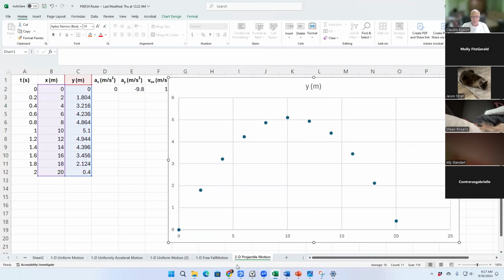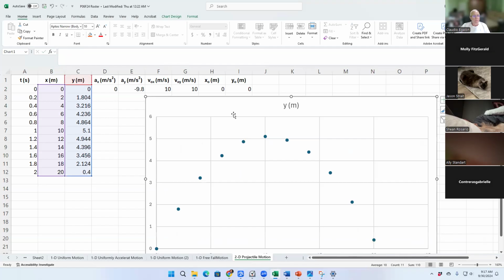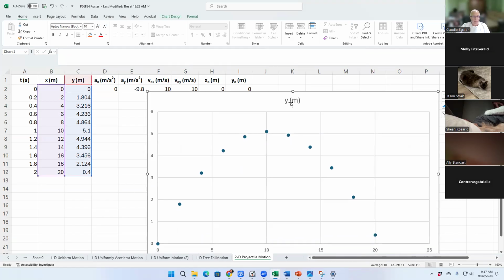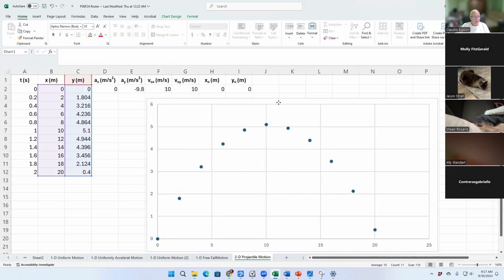So here you go. The motion diagram of a projectile. Okay. I'm going to get rid of this guy. Okay, we're going to see everything. Nice, right? We don't plot x versus t, don't plot y versus t. We plot y versus x to get the motion diagram.